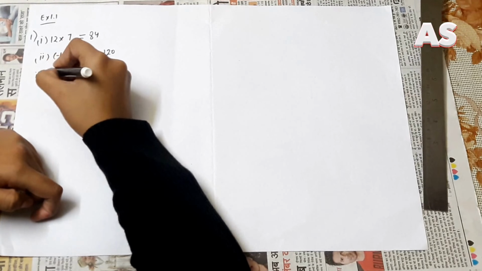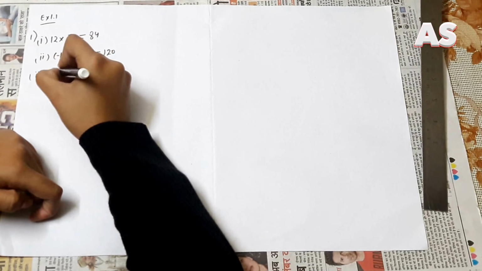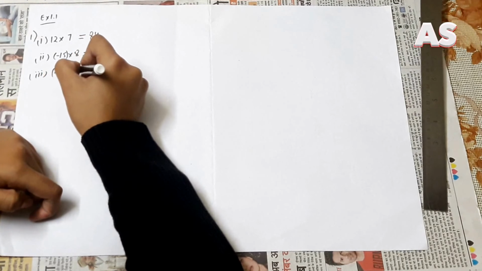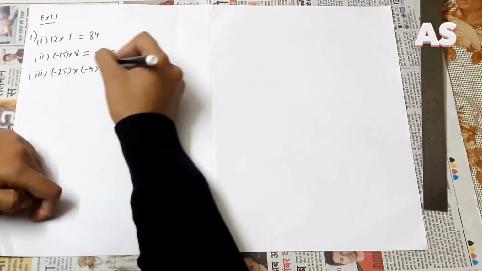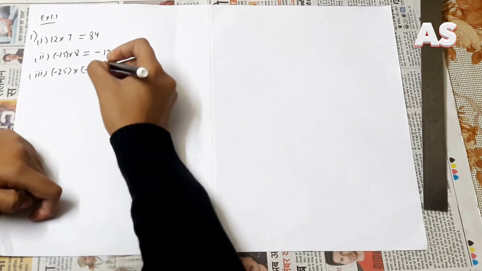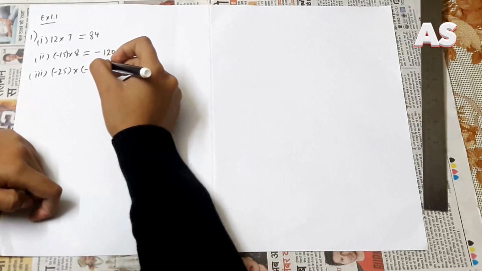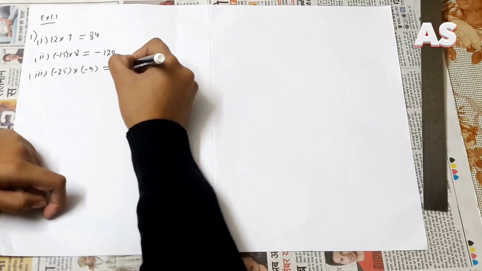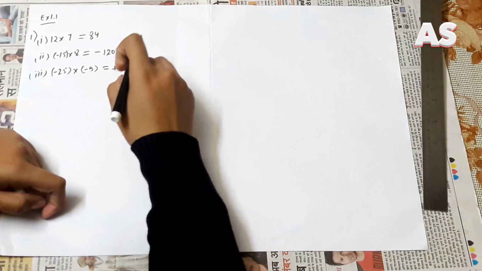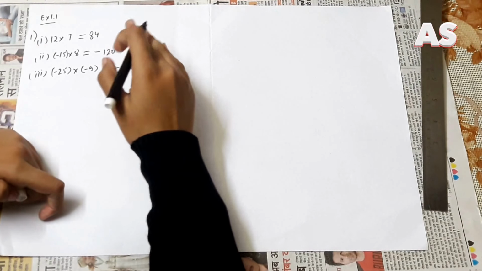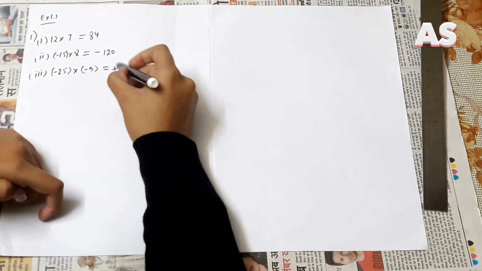Third part, minus 25 into minus 9. So negative into negative would be positive. So 25 into 9 would be 225. So when the answer is a positive integer, you don't need to add a positive sign over here.